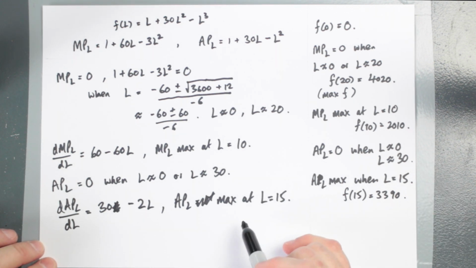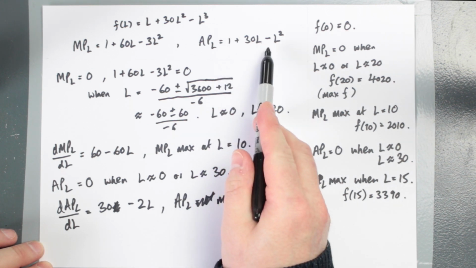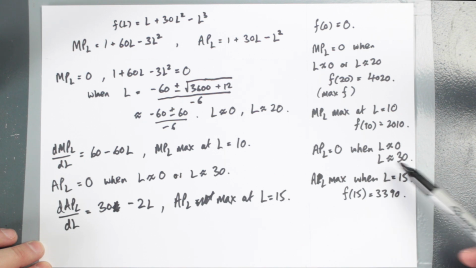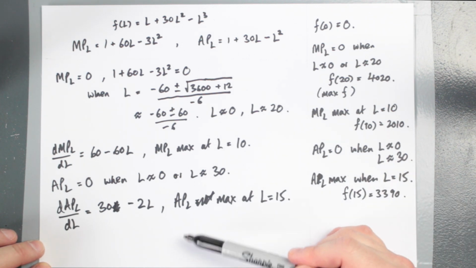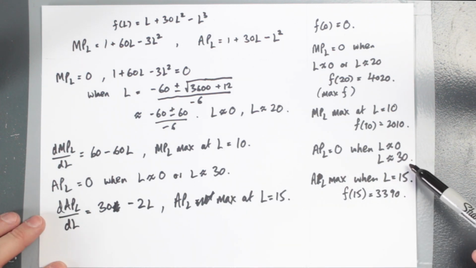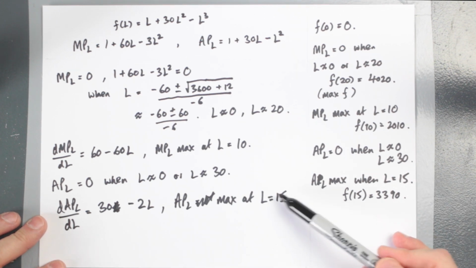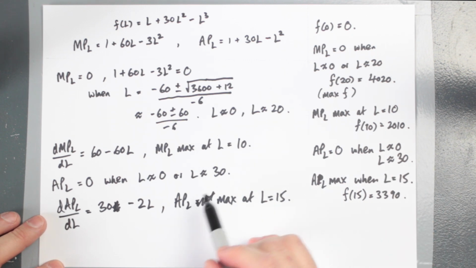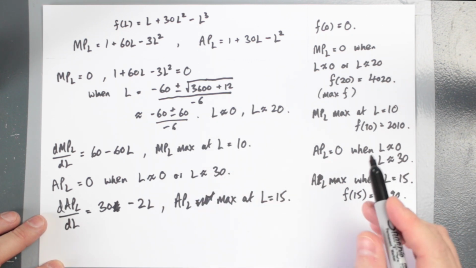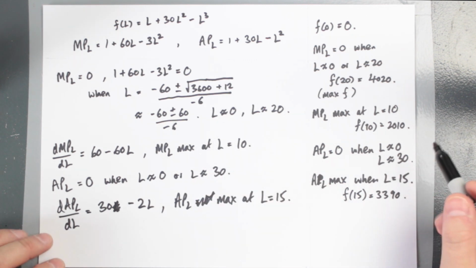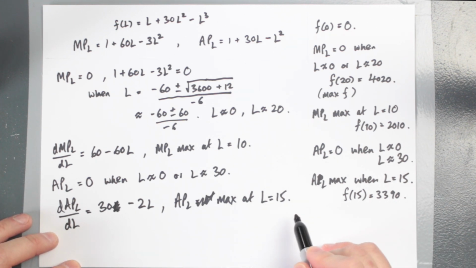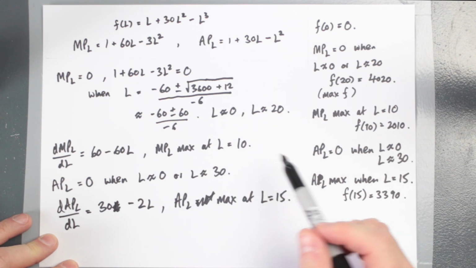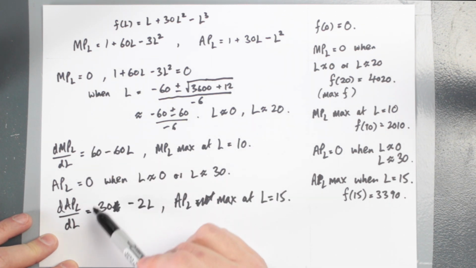So the highest point on this APL curve, it's a negative quadratic. It starts approximately at 0. It crosses the axis approximately at 30. Its highest point is at L equals 15. We could calculate the APL at that point as well if we wanted. Now let's compare this MPL and APL.